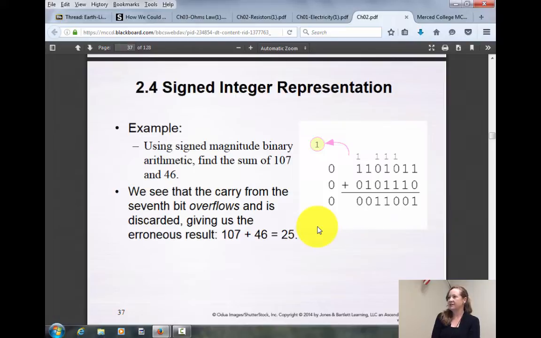All right, so of course they're going to tackle this problem, right? Well, what if, using signed magnitude arithmetic, find the sum of 107 and 46? Okay. So they add up 107, so this is 107, this is the number 46, and they add it up, and there's a carry at the end that's going to carry over into the sign bit. But what happens when we put this into the sign bit? That would make it negative. Yeah, it makes it negative. And it gives us the wrong answer because now we think the answer is 25. Because this number here at the end is 25. It's 16 plus 8 plus 1.